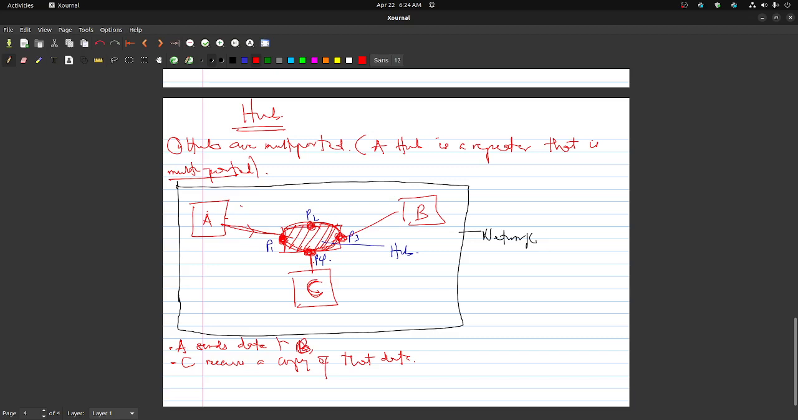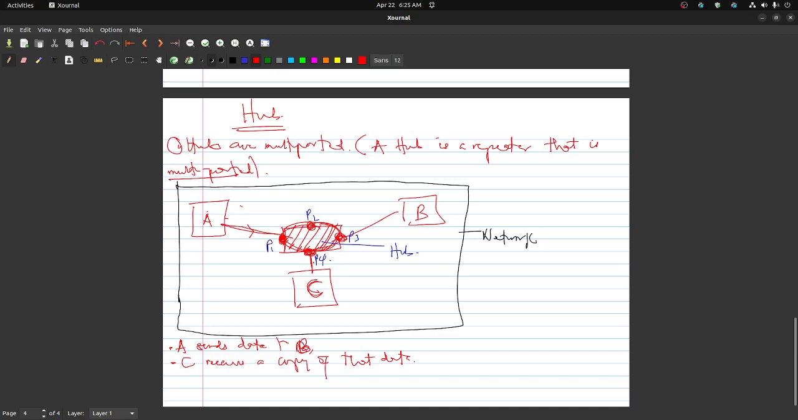So computers that don't really need what you are sending will receive that data, because this is how hubs work. Hubs work in such a way that computers that you do not intend to send data to will receive that data. So it is not intended that computer B receives the data that A is sending to C, but B will receive that data anyway because that is how a hub works. So this is the limitation of a hub.